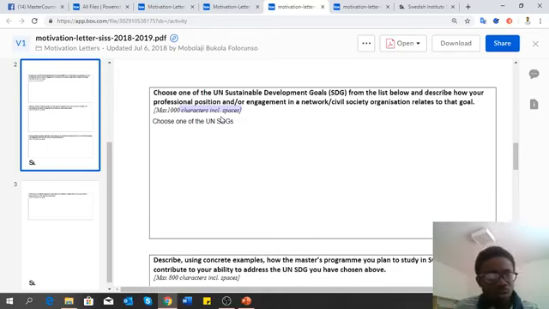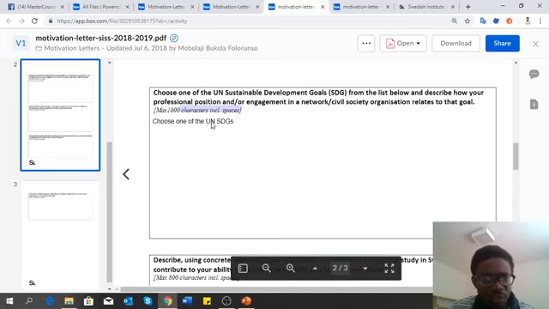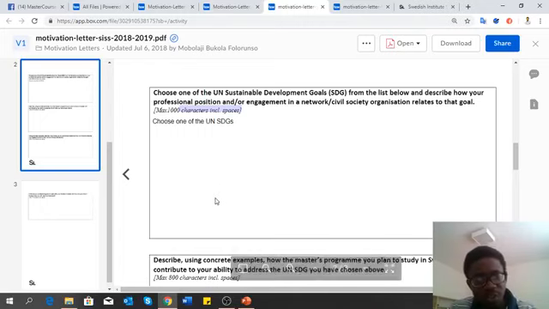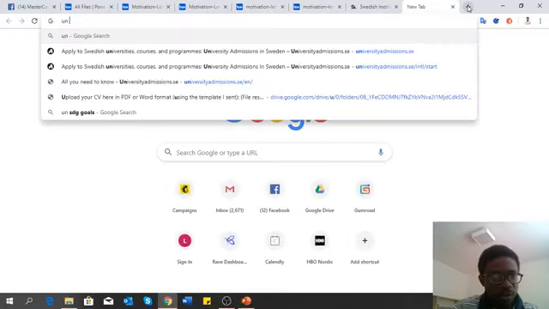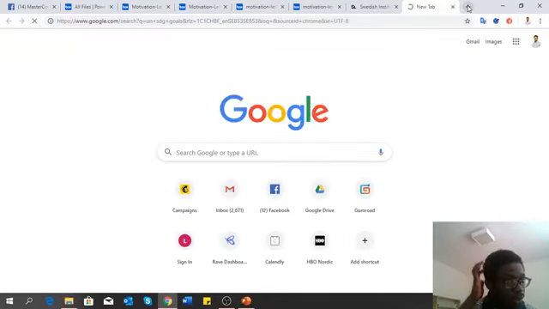Now, the first question says, select one of the UN SDGs. Actually, there's a drop down menu here. It's supposed to come up. But from this list, you need to select one of the UN SDGs. So what are the UN SDGs? Let me show you. I'm sure you know about them already.